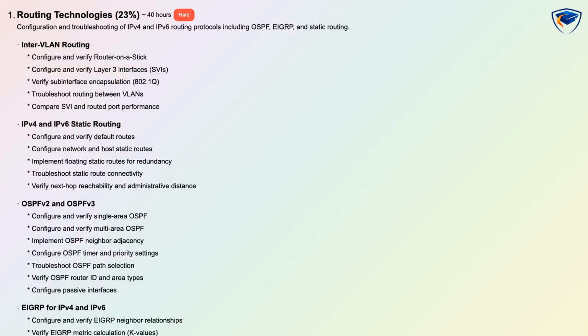Routing Technologies carries 23% of the exam and is rated hard with about 40 hours of study recommended in both hands-on and conceptual assessment. You will learn configuration and troubleshooting of IPv4 and IPv6 routing protocols, including static routes, OSPFv2 and OSPFv3, and EIGRP for IPv4 and IPv6. Expect practical tasks such as router on a stick inter-VLAN routing, configuring SVIs and subinterfaces, verifying neighbor adjacencies and OSPF area types, and troubleshooting path selection and next hop reachability.